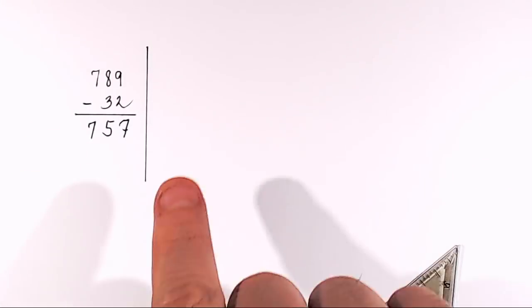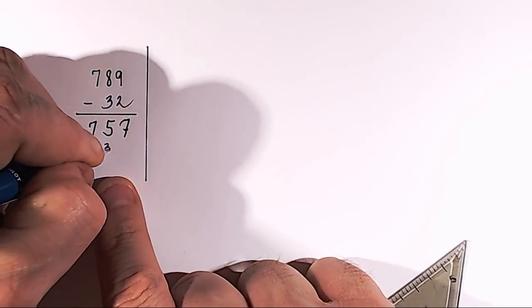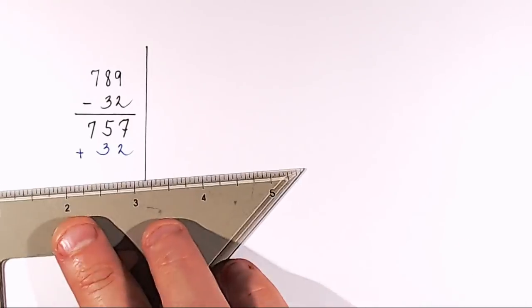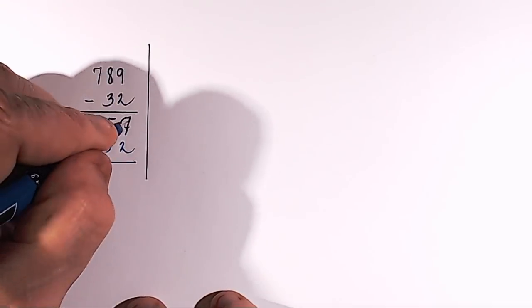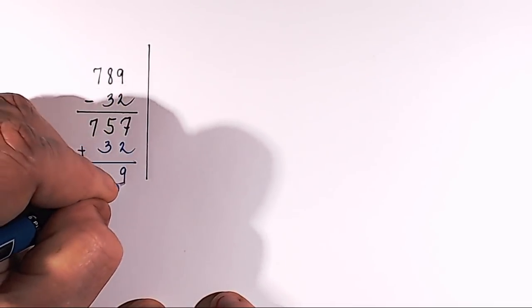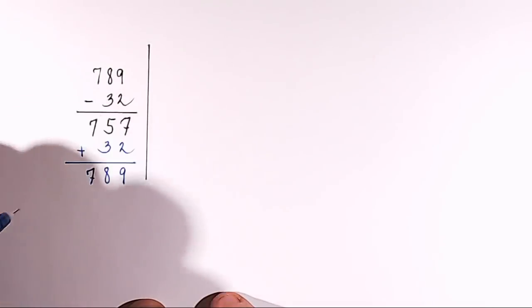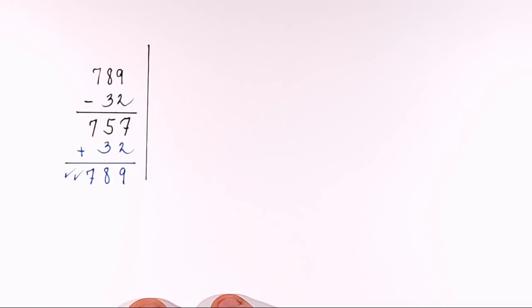By the way, just before we move on, if you wanted to check your answer, you could always try adding 32 to 757, and you should get back to 789. So 7 plus 2 is 9, 5 plus 3 is 8, 7 plus nothing is 7. Get back to 789. It's a good check, especially since you don't have a calculator.